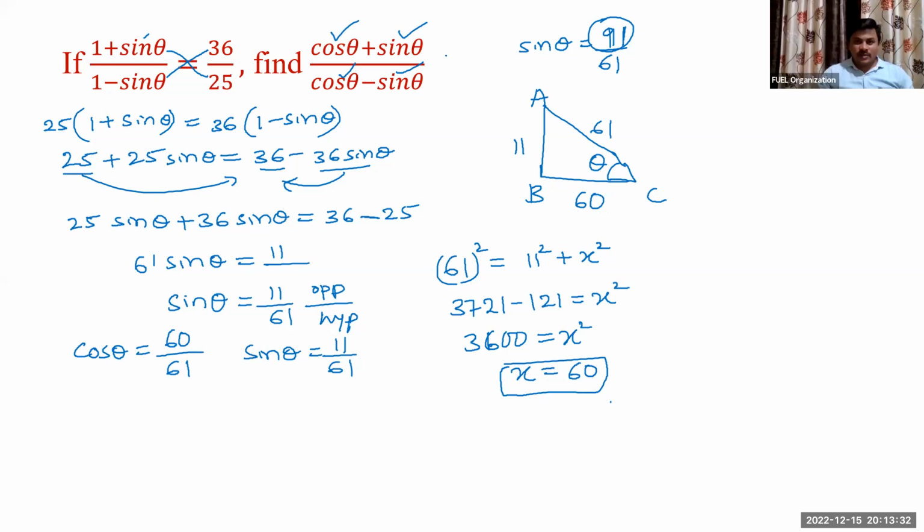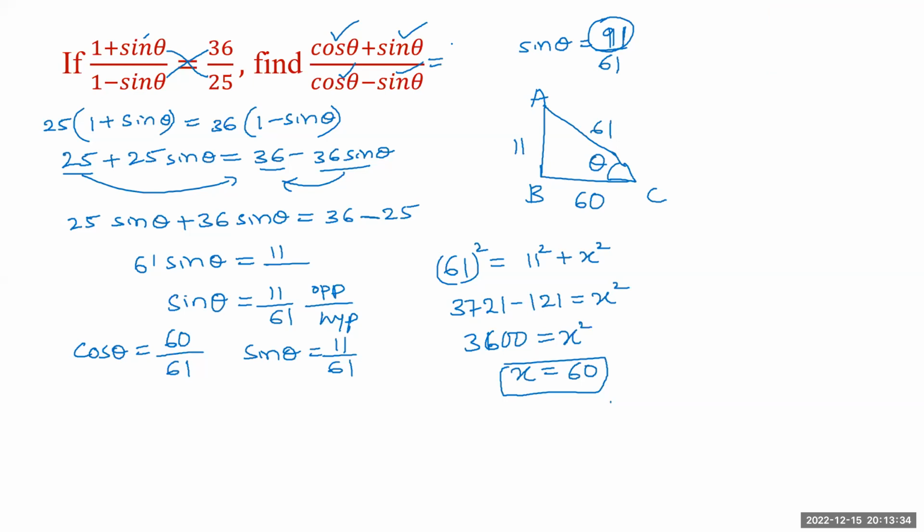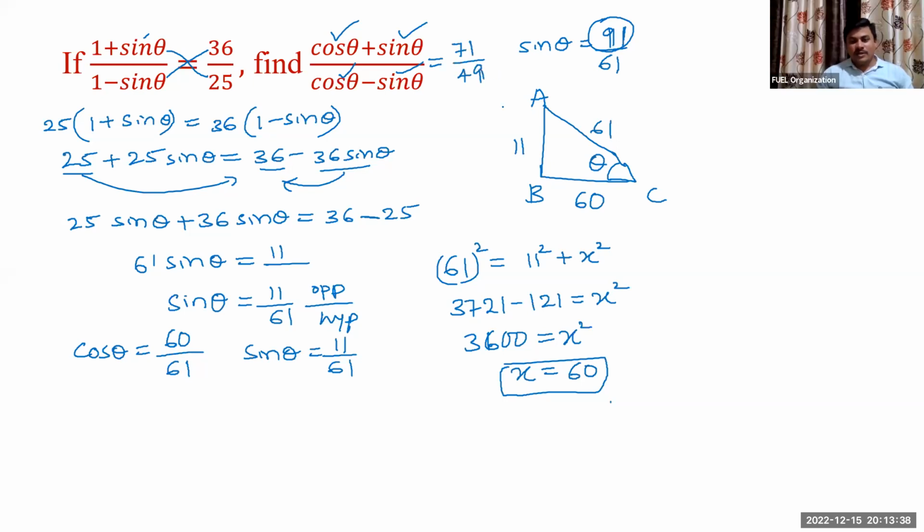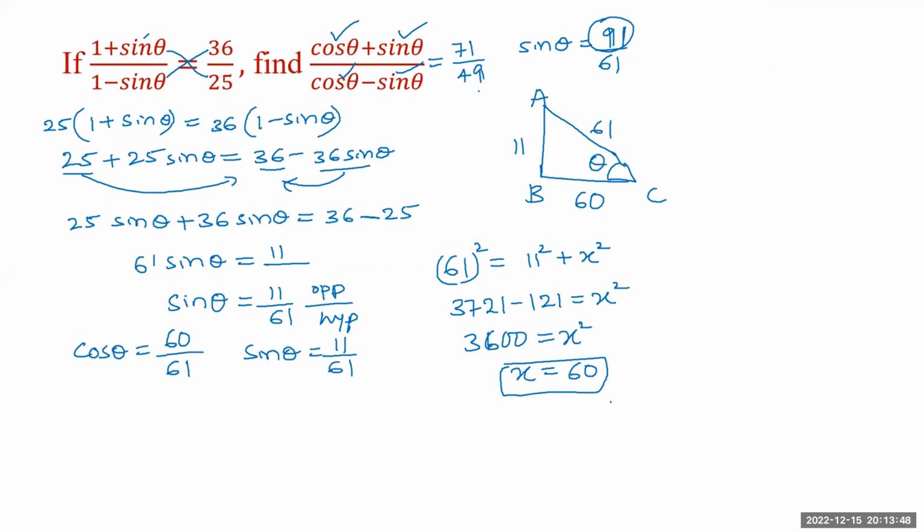No, sir. 71 by 49. Okay, final answer. So 71 by 49. Okay, very good. 71 by 49 is the correct answer, final answer. This simplification you can do. Shall I move to the next question? Yes, sir. Okay, good.